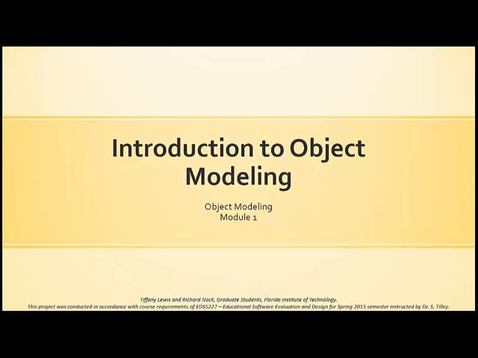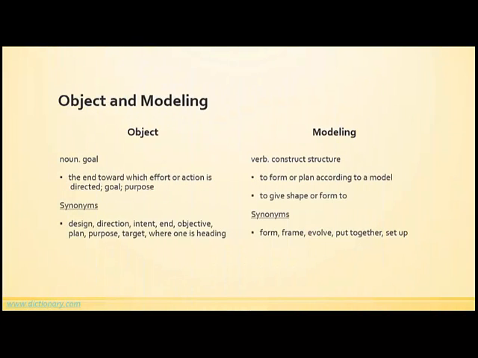Introduction to Object Modeling. Object Modeling, Module 1. Now let's take the words object and modeling and look at each of those separately. An object. It's a noun. It's a goal. The end toward which effort or action is directed. A goal, a purpose. Synonyms for object: design, direction, intent, end, objective, plan, purpose, target, where one is heading.